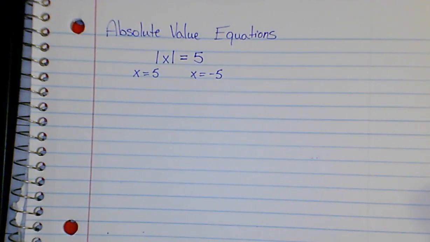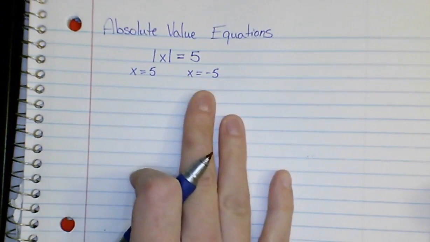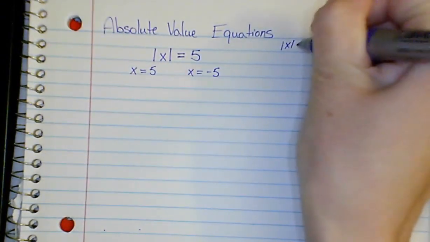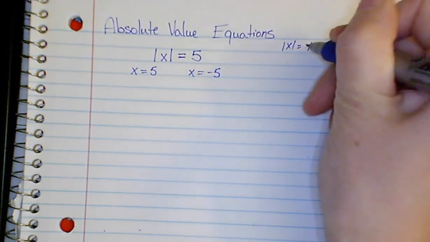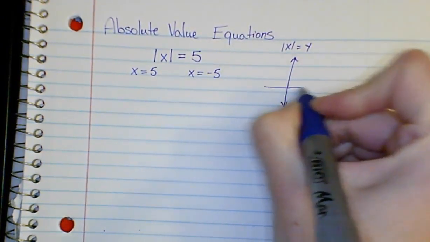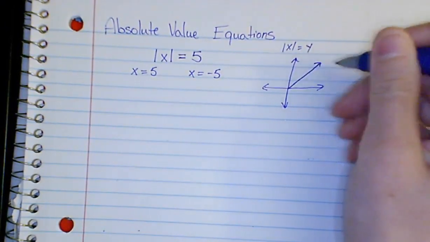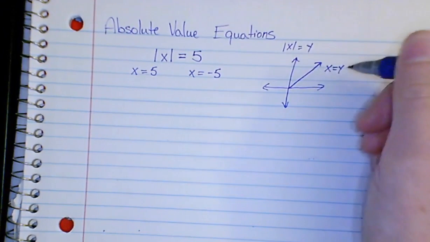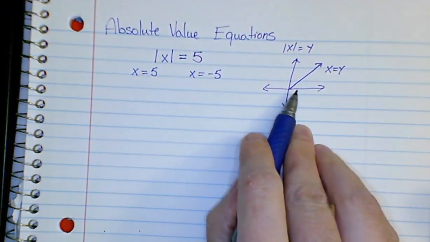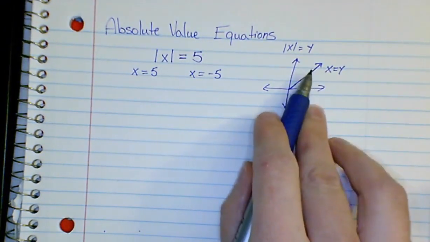The other reason why we have a positive x and a negative x: if we look at the graph, absolute value of x equals y, the graph of this is actually two parts. We have this part here, which is x equals y. So whatever x is here, if x is 1, then y is 1. X is 5, y is 5.